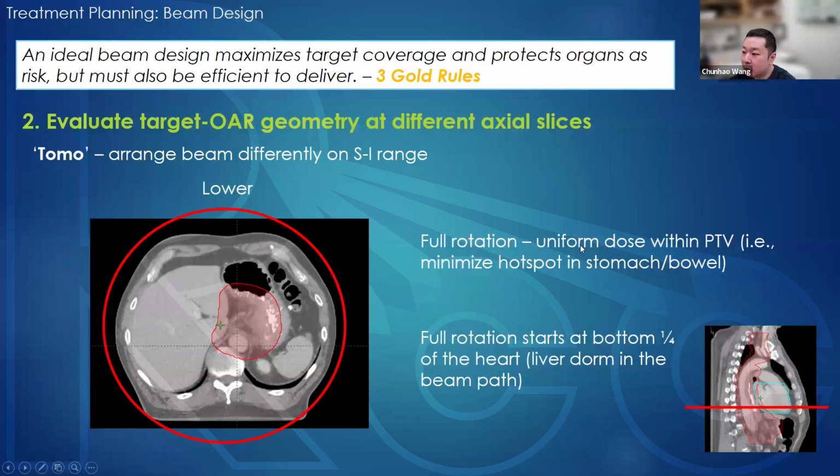And when we are moving down to the lower esophagus, here we don't have a lung in the field. We don't have a heart in the field. So we're probably going to use the full rotation to achieve a very uniform dose within the PTV, because we want to minimize the hotspot to the stomach or bowel structures that are overlapping with the target. So on a sagittal view, we don't have to totally shut the lung or heart from the full rotation field. So we can have a full rotation start at the bottom 1/4 of the heart, which is about the liver dome region.